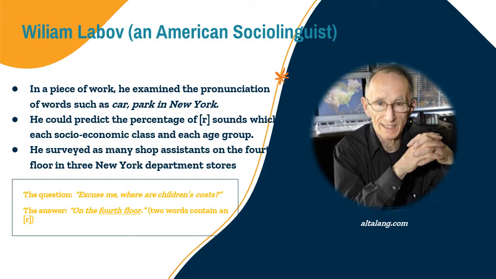And now, we are going to show an American sociolinguist. He is William Labov. In a piece of work, he examined the pronunciation of words such as car and park in New York. Although Labov was unable to tell which words were likely to be pronounced with R and which without, he found that he could predict the percentage of R sounds which each socioeconomic class and each age group would use in any given type of speech.